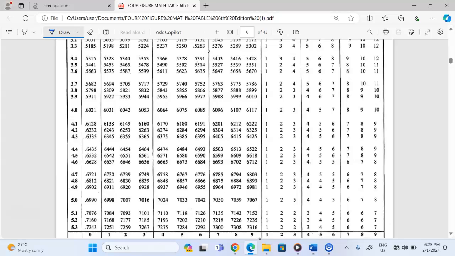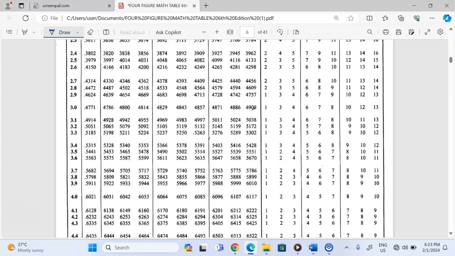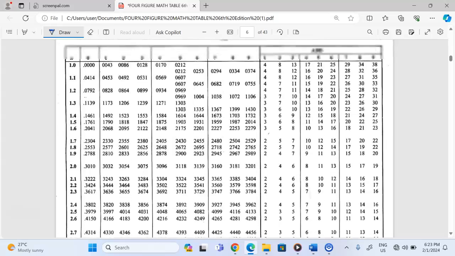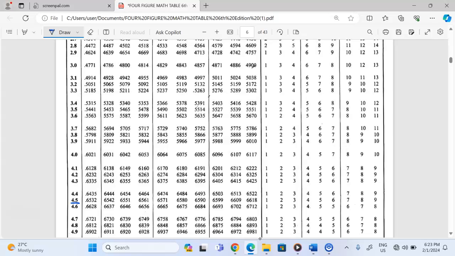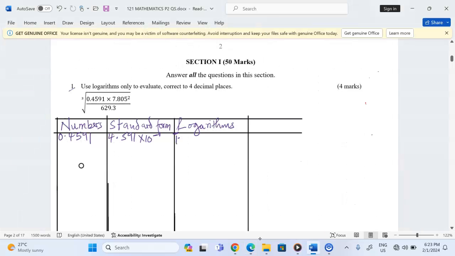This is 4.5. Then we go to 9.1. At 9 we get 66.18 for 4.5, and at 1 we add 1 at the end. We will have 66.19. Therefore the logarithm is bar 1.6619.